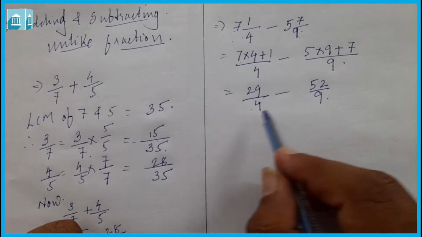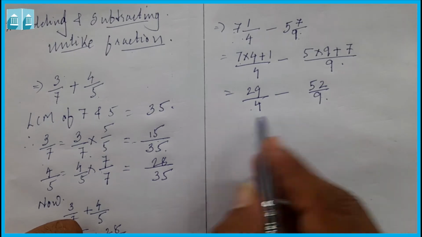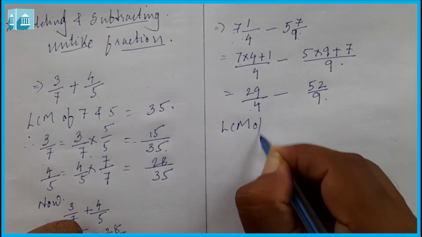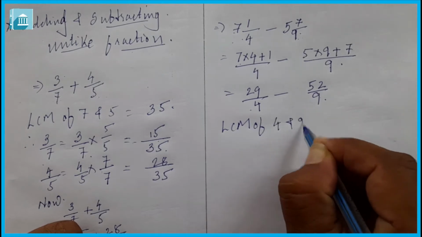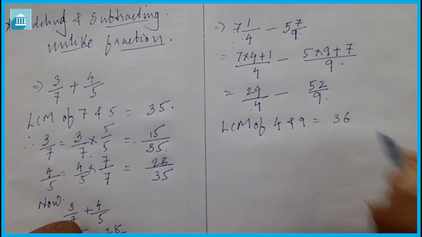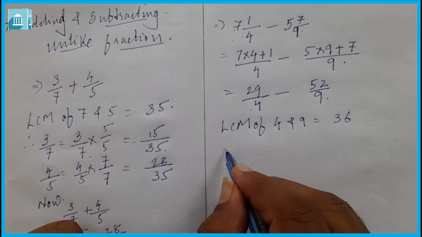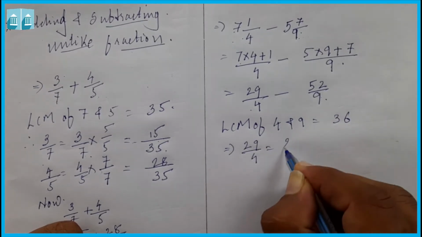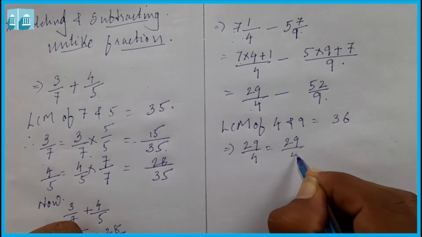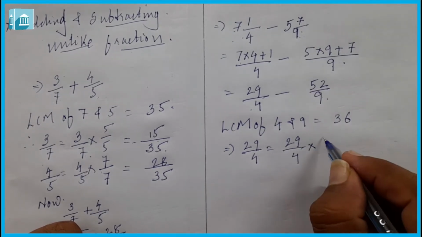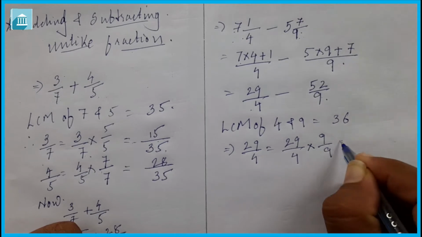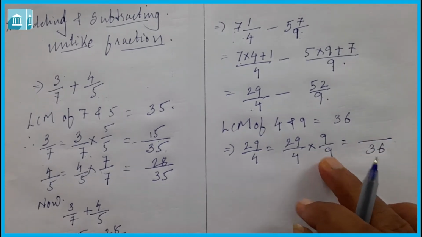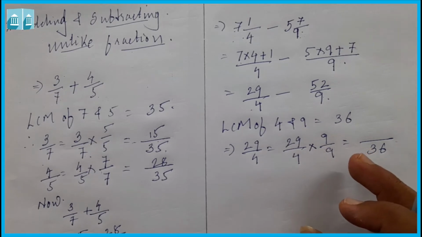Now these both are again unlike fractions, we need to convert them. So to convert, we need to find the LCM of 4 and 9, which is 36. So 29 by 4 is equal to 29 by 4 into 9 upon 9, because here we have to bring 36, so we have to multiply the denominator by 9, so we have to multiply 29 also by 9.